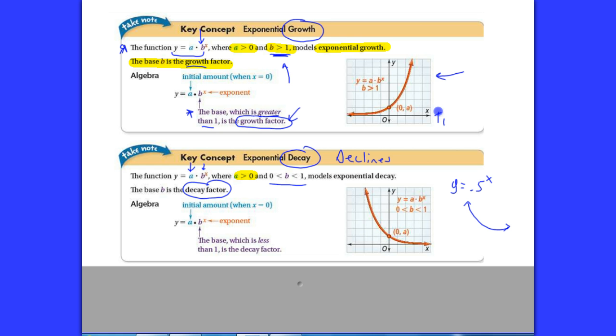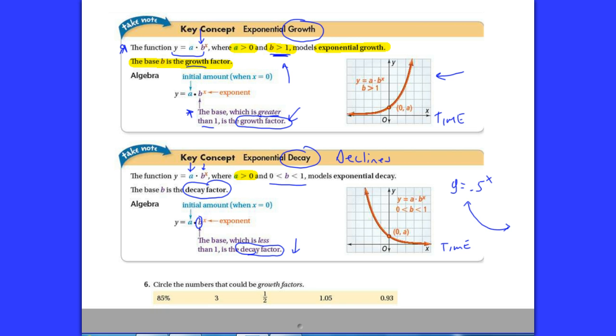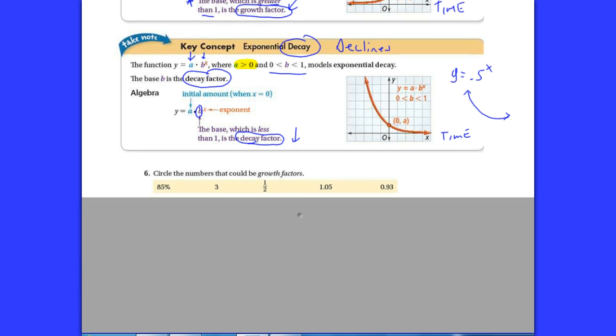In this graph here, the x-axis is time. So as time goes up, on this one, the value is going up. We have a decay factor, and the decay factor, again, is that b value where the value goes down. As time goes up, the value is decreasing constantly. Okay, so that takes us down to a couple more key points for us here.